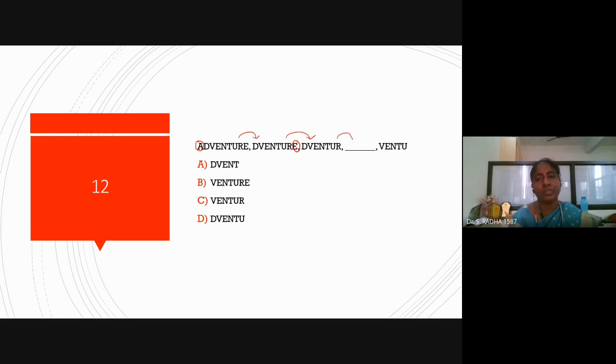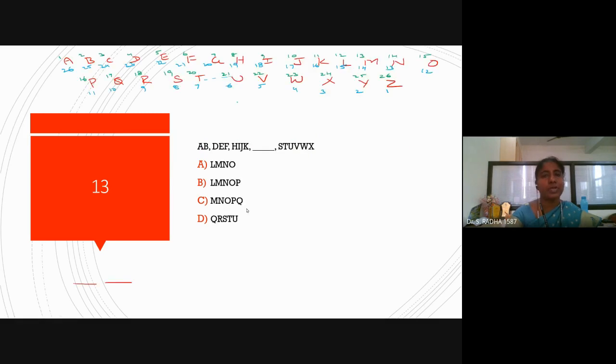From third to fourth, what should be done? From fourth to fifth, only 2 letters are left out. If I remove R, the last letter, it is down to 2. And from third to fourth, if I remove the beginning letter D from V-E-N-T-U-R, next I will remove the ending letter R. When 2 will come, the fill up should be Ventur, option C. Option C is the answer. I'm going to the next problem.